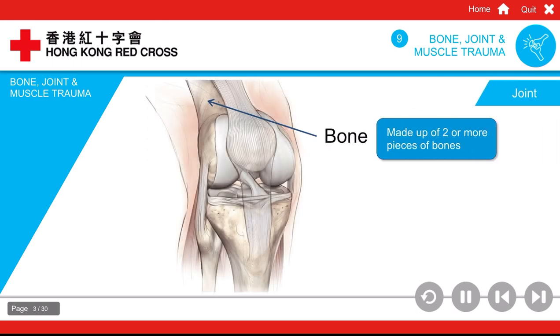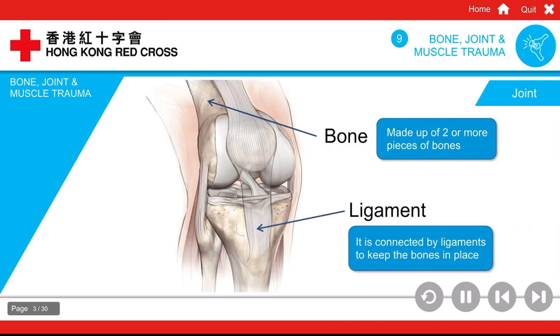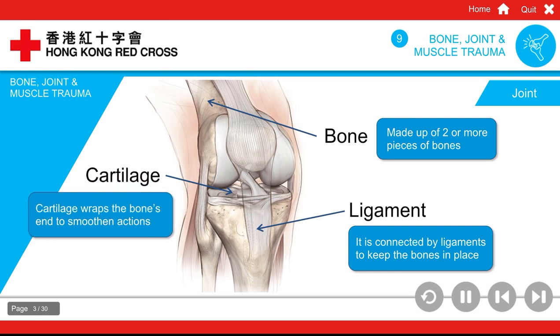A joint is where one bone meets another. Most of the joints are movable, and the bone ends are joined by fibrous tissues called ligaments. The ends of the bones are also covered by smooth cartilage. The degree and type of movement depends on the way the ends of the bones fit together, the strength of the ligament, and the arrangement of muscles.